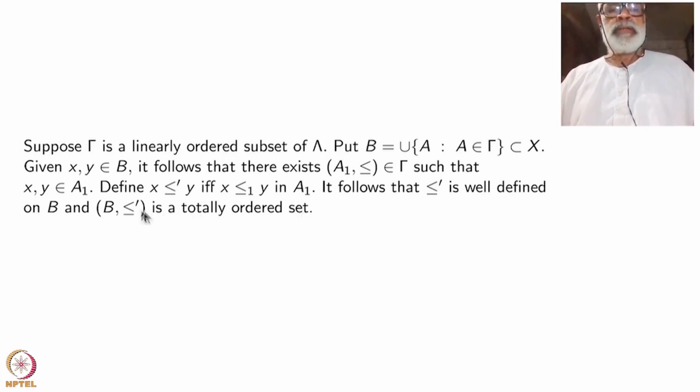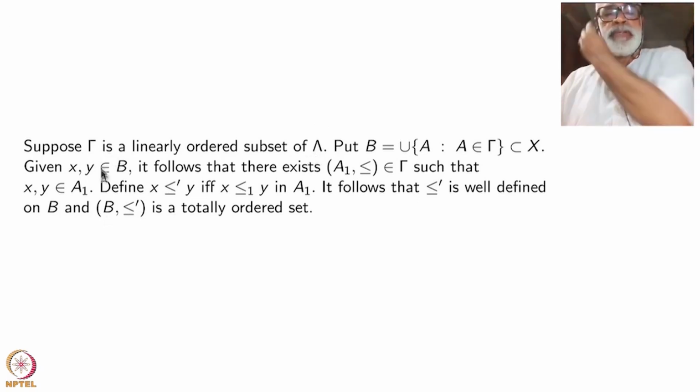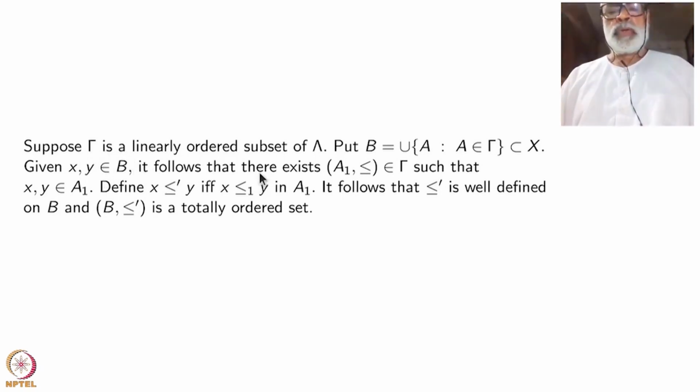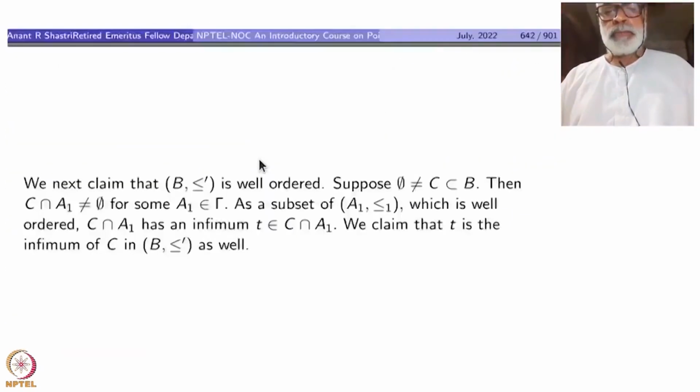Actually we want to show that it's well ordered. Total order is obvious. Just now we have shown this one. So this is a well order. Then this will be a member of this lambda, and then we have to show that this is an upper bound for all the elements inside this gamma. It's an upper bound for gamma. So quite a bit of work to do.